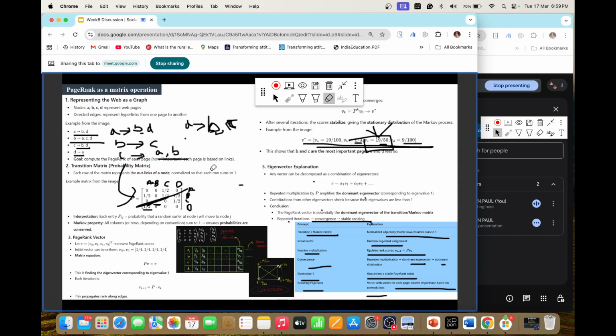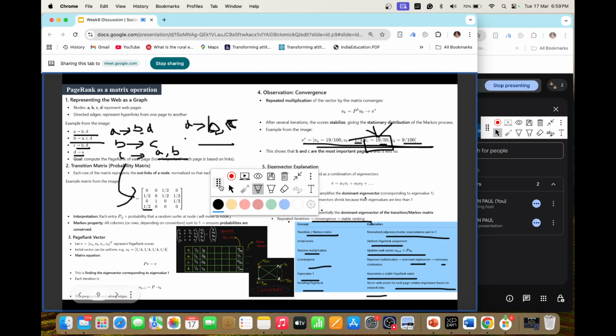So let me just erase this. Actually this is right, just this is wrong, so I will redo it. B is actually C, C is AB, and D is BC. So this is the true one. After the class I will update it. So this is the page rank as a matrix operation.